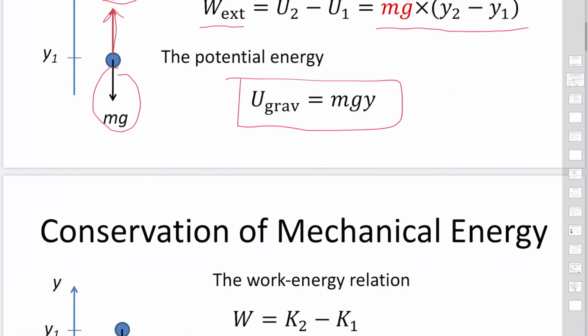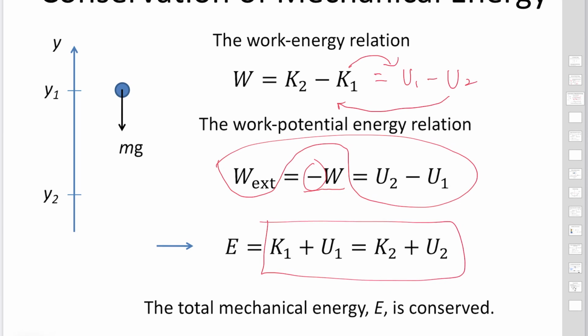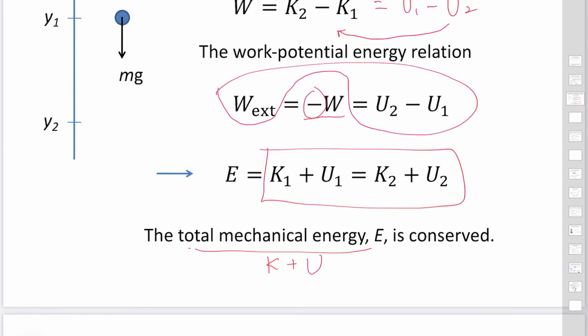So you should put the negative sign. W sub external equals minus W. So this means this is equal to U sub 1 minus U sub 2. Moving K sub 1 to the right and U sub 2 to here, we have this relation: K sub 1 plus U sub 1 equals K sub 2 plus U sub 2. Kinetic energy plus potential energy we call the total mechanical energy. This is a conserved quantity. The sum of K and U doesn't change with position. So we say the total mechanical energy E is conserved.